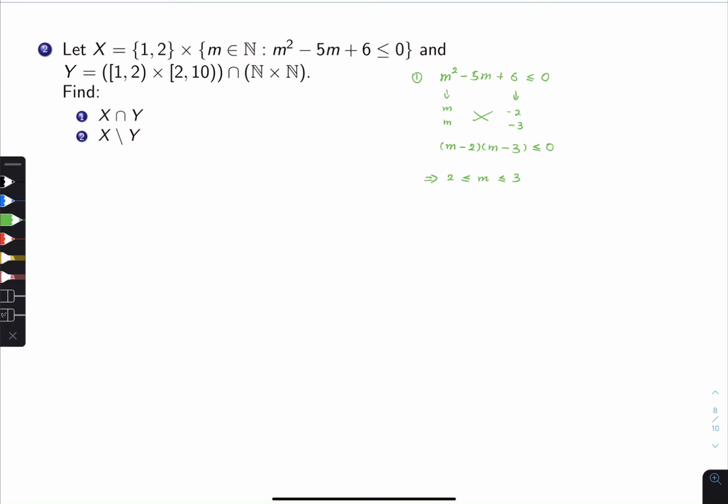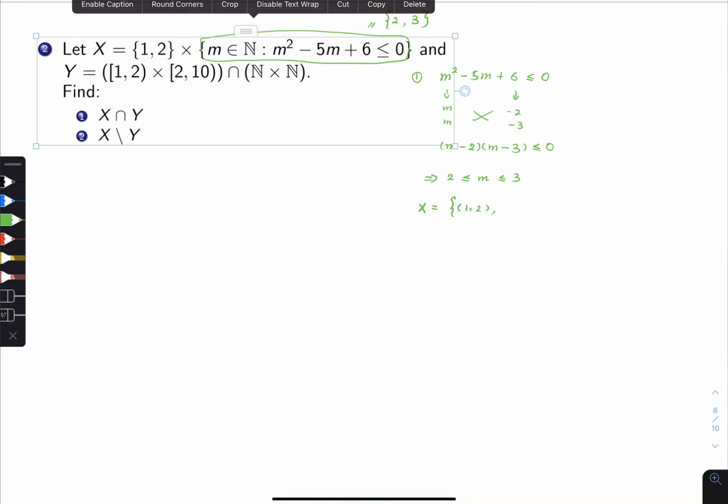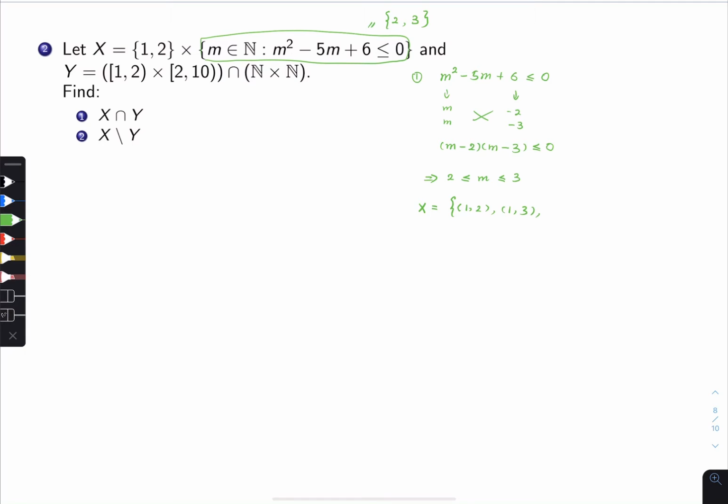That means this whole set is gonna be 2, 3, and that's it. Which means my X is gonna be the Cartesian product of {1, 2} and {2, 3}, that's gonna be (1, 2), (1, 3), (2, 2), and then (2, 3). That's my X.